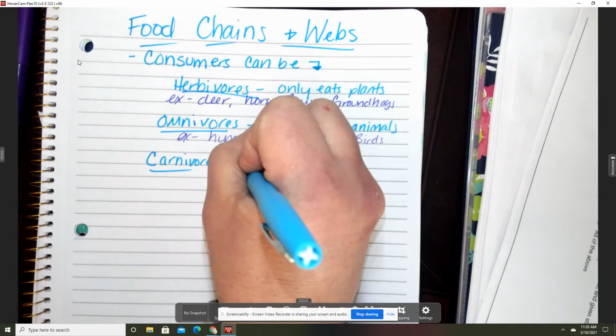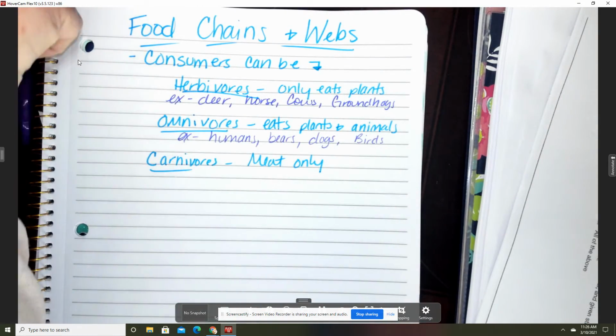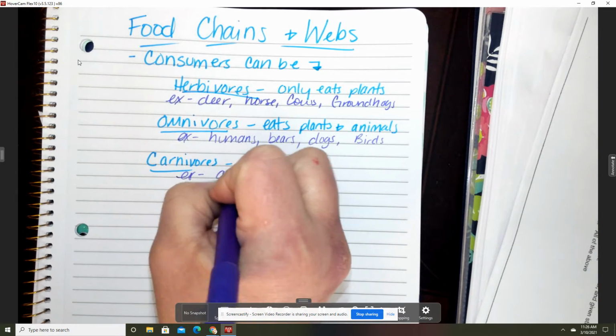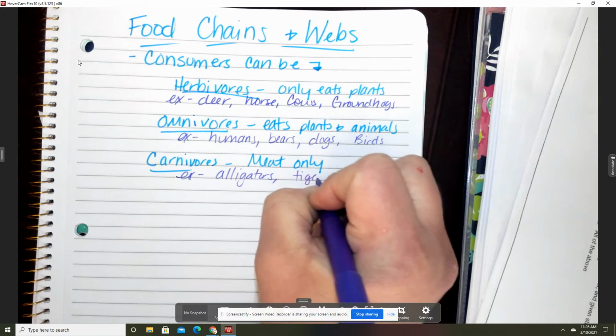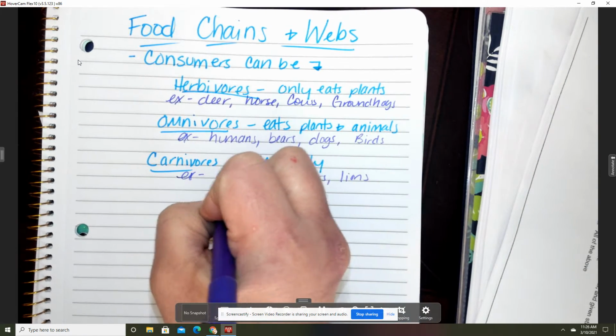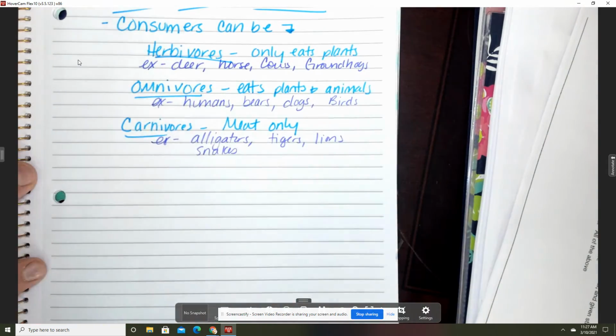All right, so carnivores are meat only. Right, so their system is just set up for meat. And examples of this would be alligators, tigers, lions, snakes, hawks. I'm pretty sure hawks. I'll have to look that one up though. Hawks, I believe, are considered carnivores. Okay, so those are just the different types of consumers.